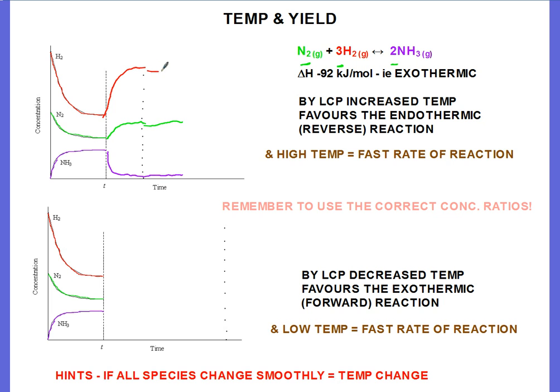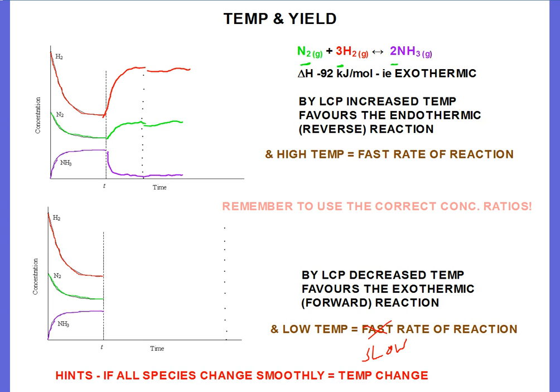Not so easy to draw on this, but that's what it's going to look like. It's quite a fast reaction because it's high temperature, but we're going to favour the left-hand side. Now, down here, by Le Chatelier's principle, decreasing the temperature favours the exothermic, or the forward reaction. But because it's low temperature, it's going to be, not here it says fast, it's going to actually be a slow rate of reaction, because low temperatures give us slow or low rates of reaction.